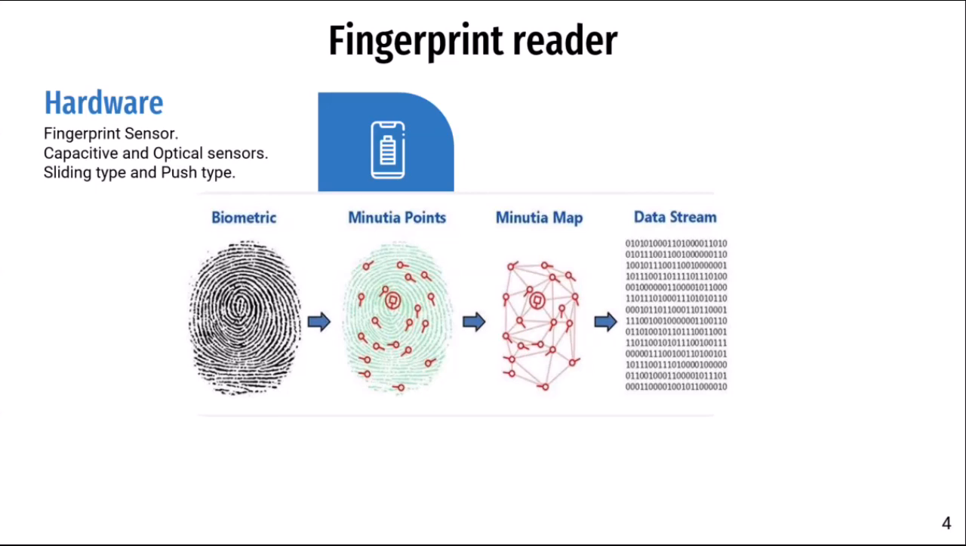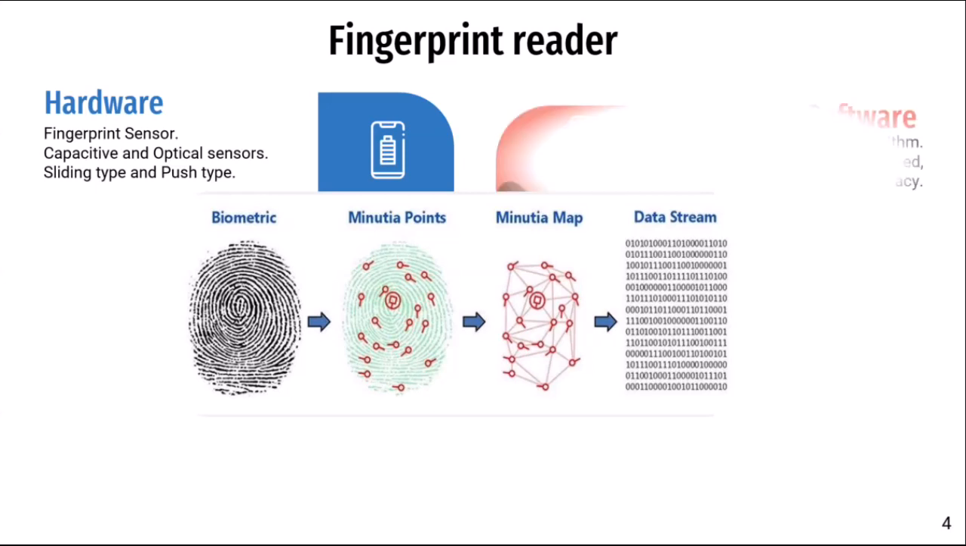The hardware is usually the fingerprint sensor, including the capacitive and optical sensors. Divided by the way it is used on a cell phone, it can become a slide type and a push type. The sliding type means we can swipe our finger onto the screen, and it will collect the information and confirm who we are. And the push type is more normal for cell phones. We just put our finger onto the button.